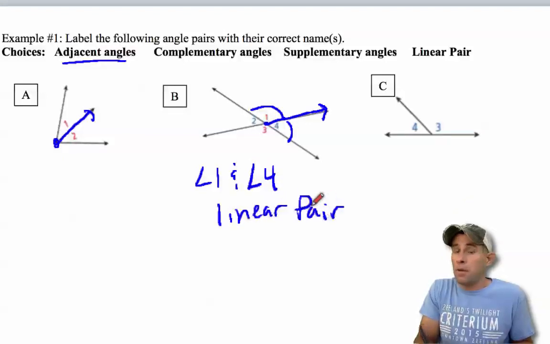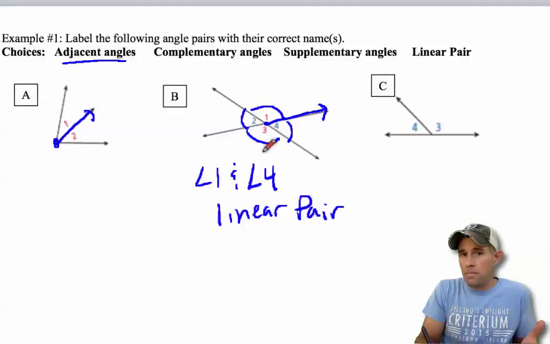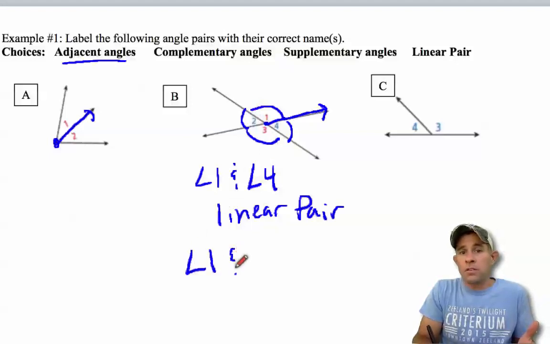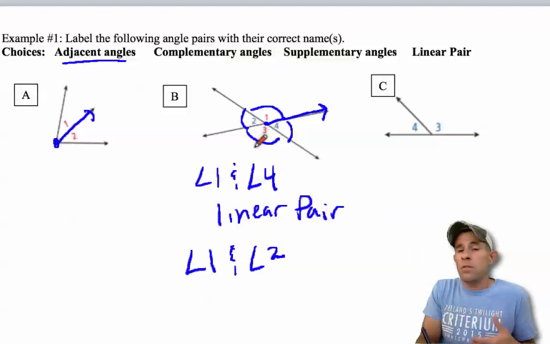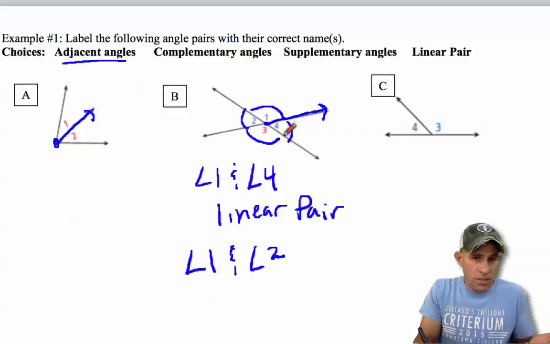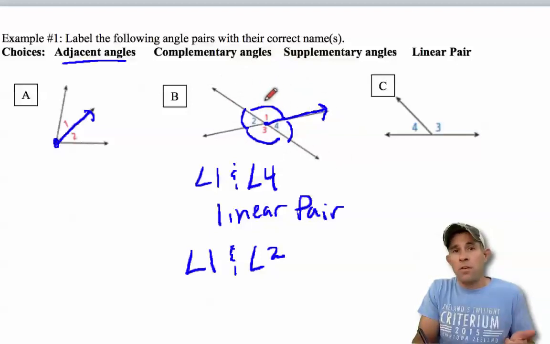Now, there's a couple other linear pairs in this diagram here. Angle 2 and angle 3 would be a linear pair. Angle 1 and angle 2 would also be a linear pair. And same thing with angle 3 and angle 4. Now, angle 1 and 4 is also adjacent. Angle 1 and angle 4 are also supplementary. So there's a lot going on whenever we have these crisscrossing lines here. So supplementary and linear pair and adjacent.